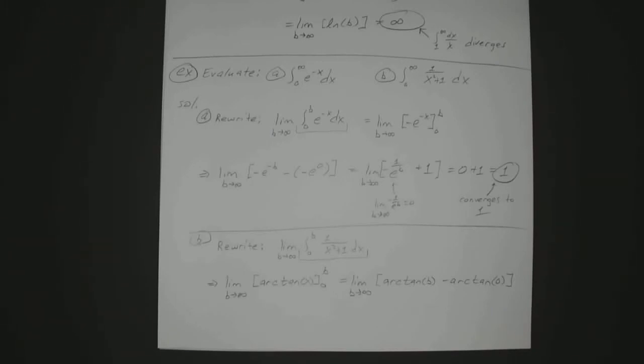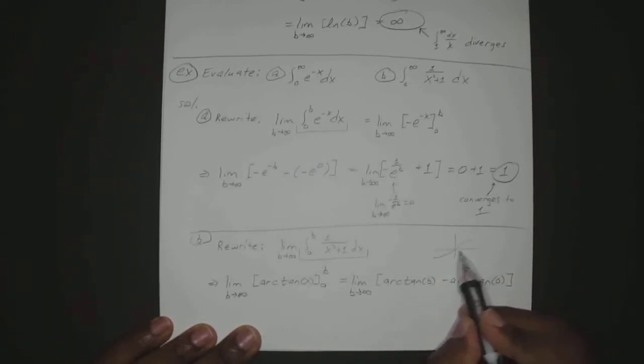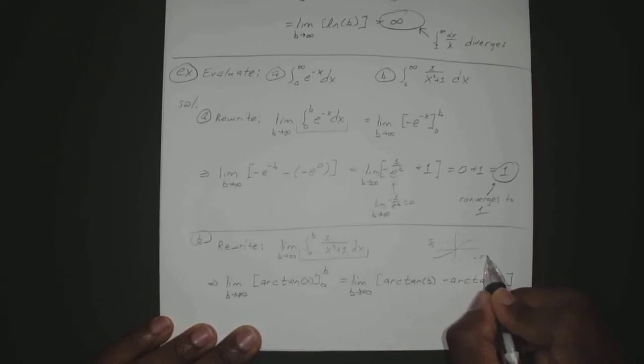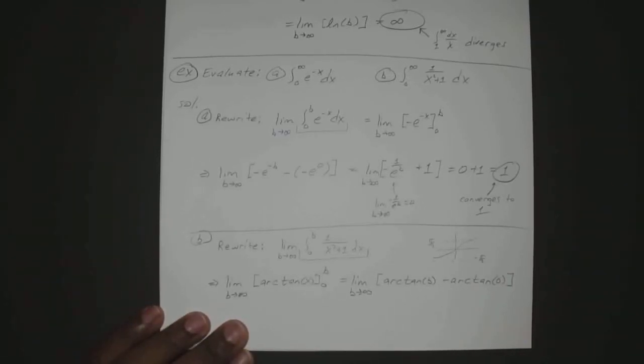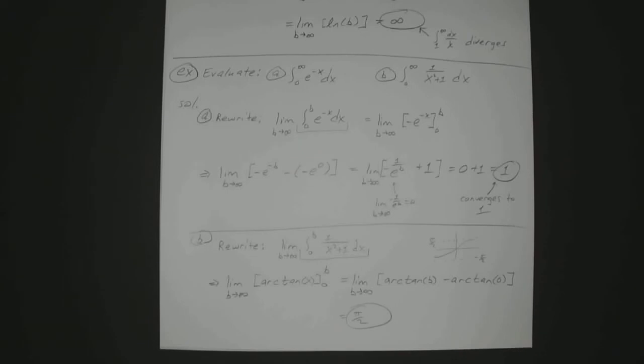So we know as b gets bigger and bigger, because the arctangent has a graph that looks like that. That's your pi over 2, and that's your negative pi over 2. Okay, so as it's getting bigger and bigger, it's just getting closer and closer to pi over 2. And arctangent of 0, remember tangent is just sine over cosine, so sine of 0 over cosine of 0 is just going to be 0. So your answer is pi over 2. So this one is convergent.